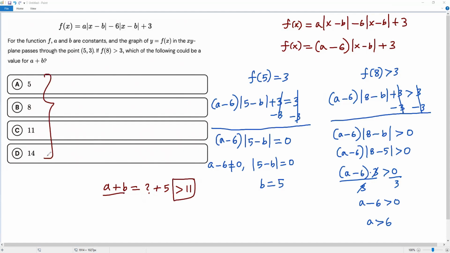When I go over the answer choices, I find 14 in answer choice D. So 14 is greater than 11. So in the given answer choices, this 14 could be the value of a + b. The correct answer choice for this question is D.